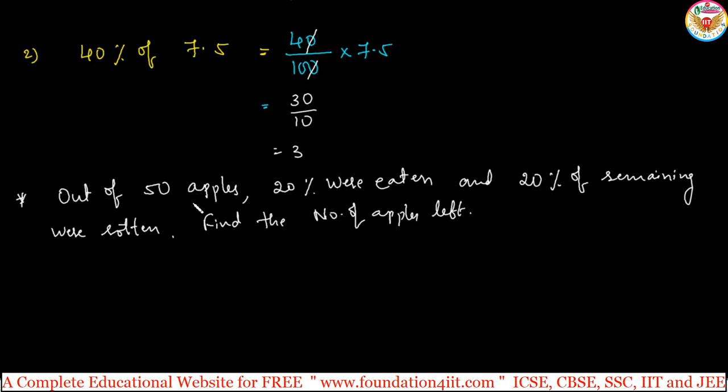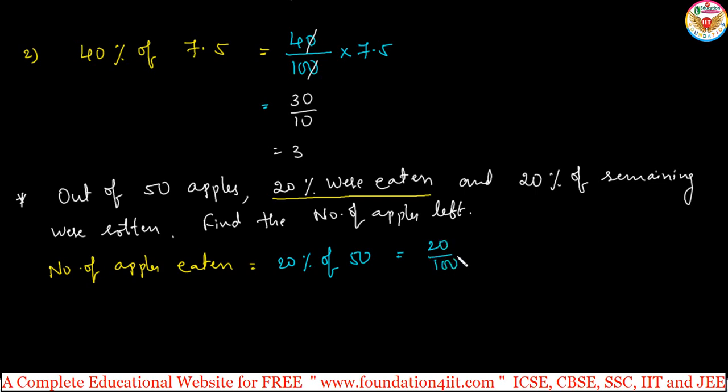First statement, out of 50 apples, 20% were eaten. So total apples is 50. First you have to find out the number of apples eaten. So the statement is 20% of total, like previous, 40% of 7.5, those type. That is, as per this question, 20% of 50. This we can calculate. So 20% of 50 is 20 by 100 into 50, right? So 50 ones are 50, 2 is 100. 20 by 2 is 10. So 10 apples eaten is over.